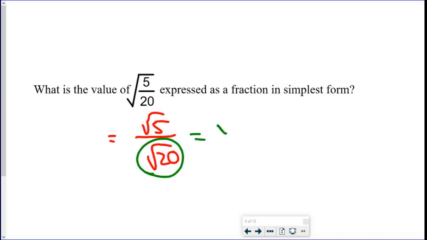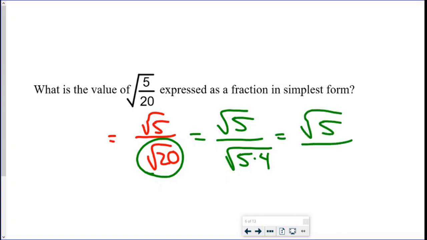So this would turn into the square root of 5 on top, and 20 has a factor of 5. And hopefully you recognize that. 20 has many different factors, but we want to use the factor of 5 and 4. So I could write this as 5 times 4. Then I could separate that square root, as we've done in class, and you should be able to write it like that, with separate square roots.